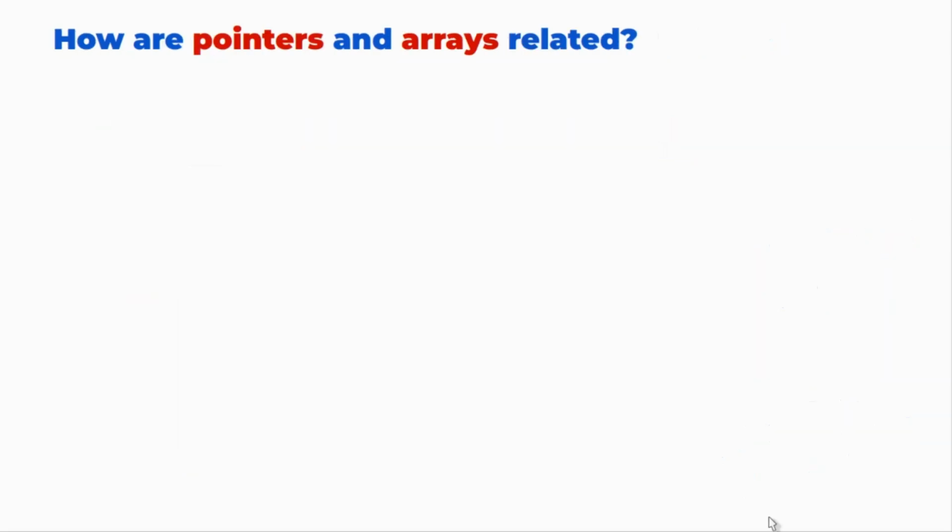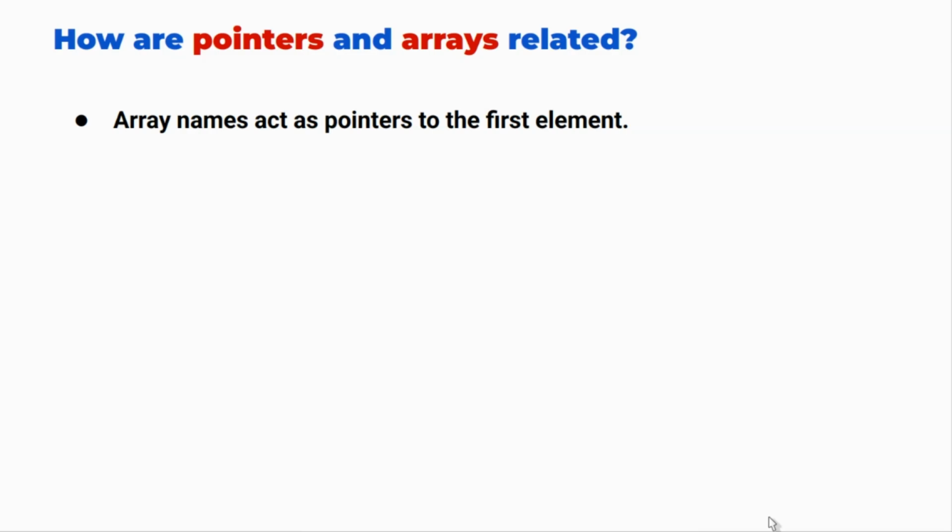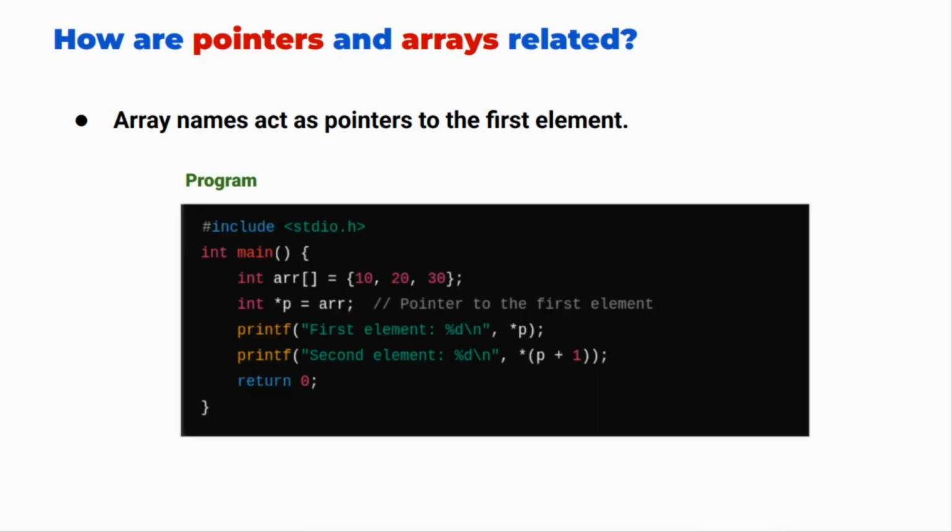How are pointers and arrays related? Array names act as a pointer to the first element. Let's understand with the help of this program. Here we have declared one array containing 3 elements 10, 20, and 30. And this int *p is an integer pointer variable, and arr is assigned to p. Here arr acts as the base address of an array, and it points to the first element of the array.